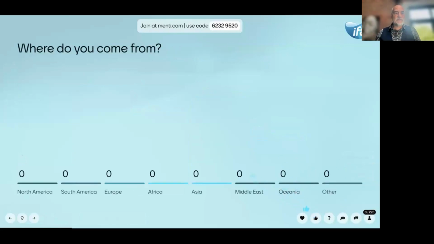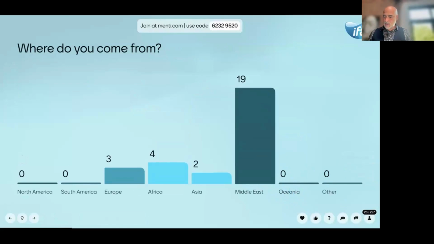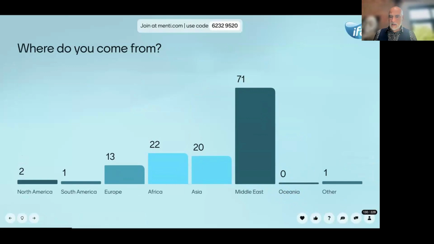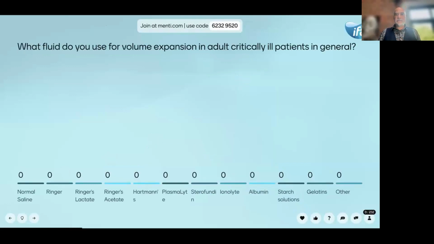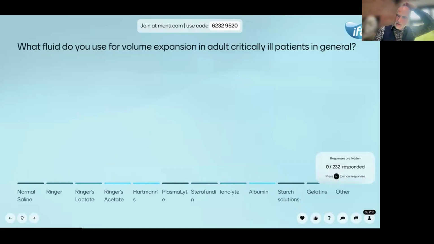So where do you come from? I would suppose that we have a broad audience from Europe, Africa, Asia, a lot of Middle East. We have some from North and South America. I assume in Oceania, Australia, it's probably too late in the evening already. So a mixed audience, a little bit from all over the globe. Now, the same questions, I think it's about 8 questions. Be honest, and just answer exactly what you do at the bedside.